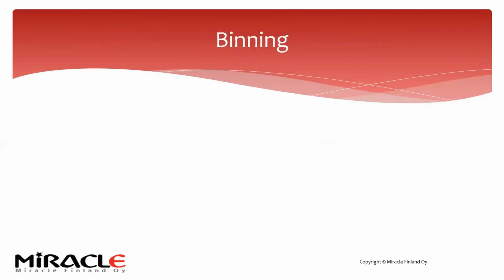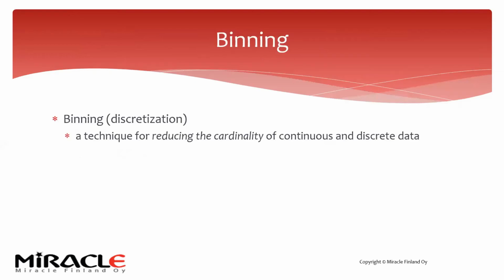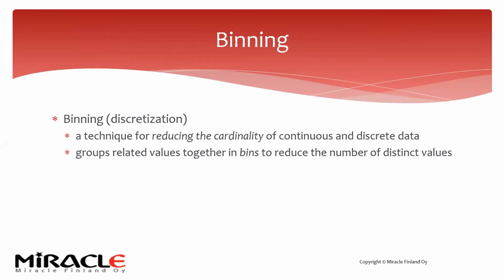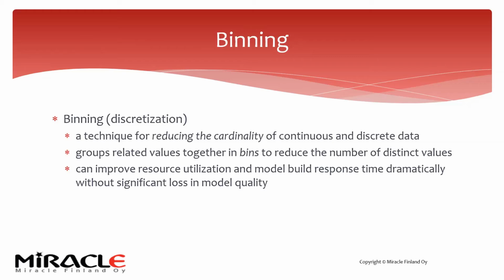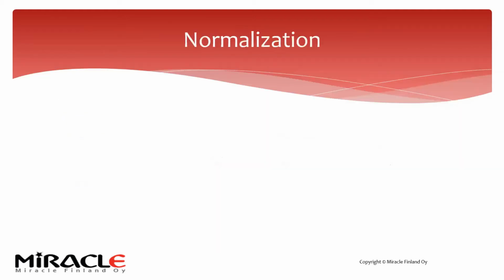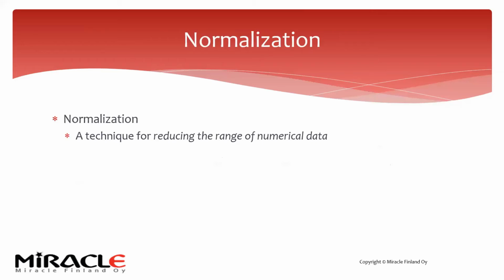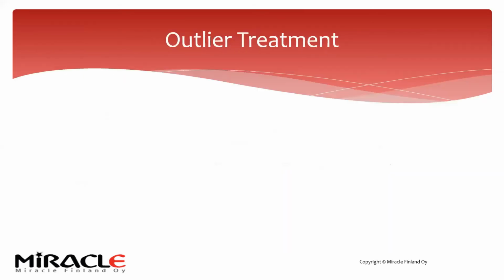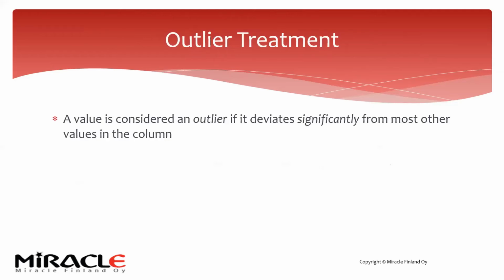So data mining does perform binning, which is a technology for reducing the cardinality of continuous or discrete data. It groups related values together into bins so that the number of distinct values is reduced. It can improve the resource utilization and model build response times very dramatically without really significant loss of model quality. And it can actually improve the model quality by strengthening the relationship between these attributes. Normalization is a technique for reducing the range of numerical data. You can check this later. These are the ways that Oracle can do them.